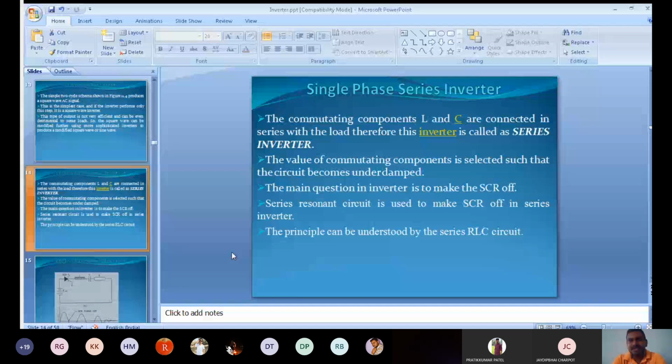Okay, so by using components L and C we can make the series resonance circuit, and this series resonance circuit is used to make the SCR off in the series inverter.